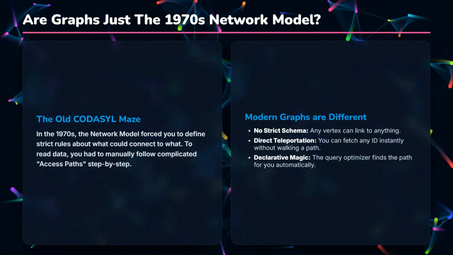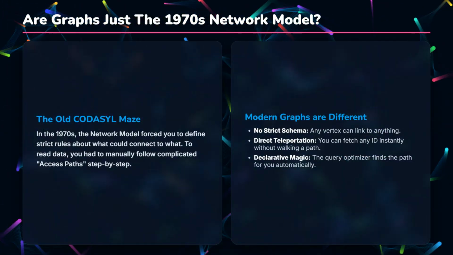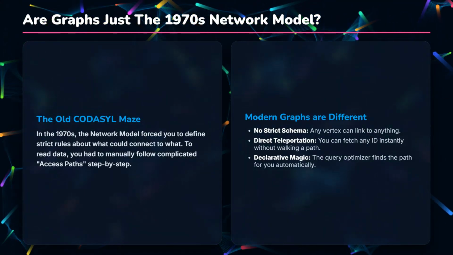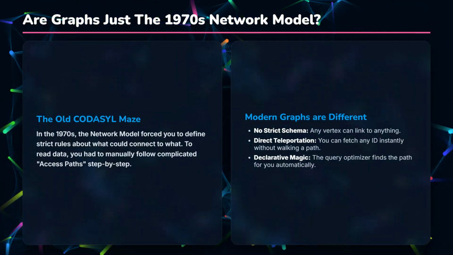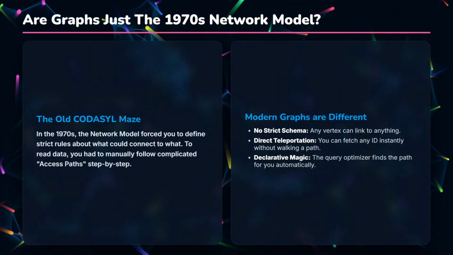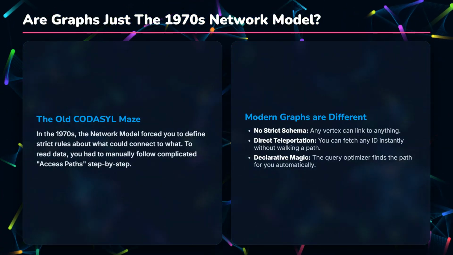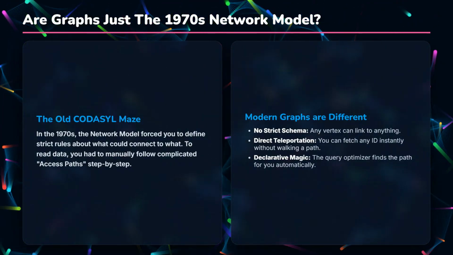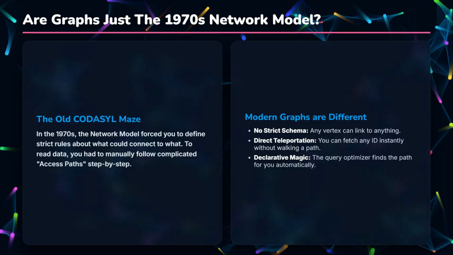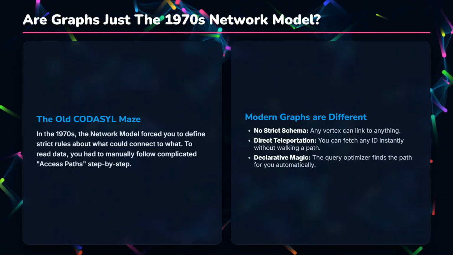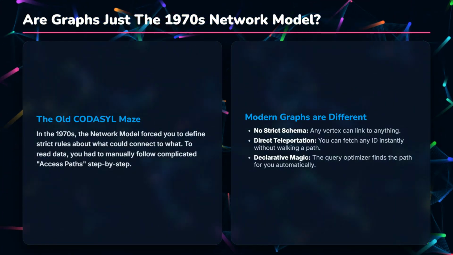In the 1970s, the network model forced developers into a nightmare. You had to define incredibly strict rules about exactly which records were allowed to connect. And worse, to read your data, you had to manually write computer code that followed pointers step by step through the hard drive. Like navigating a dark maze.